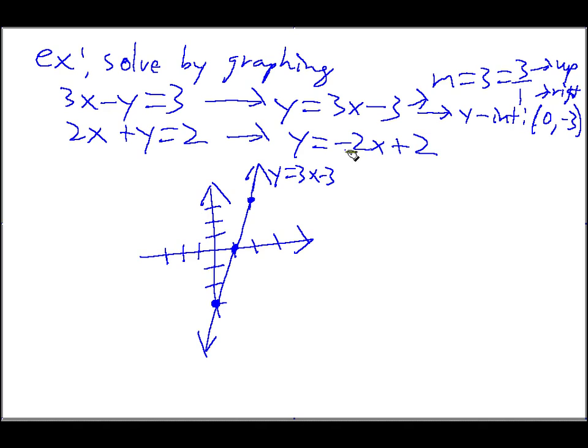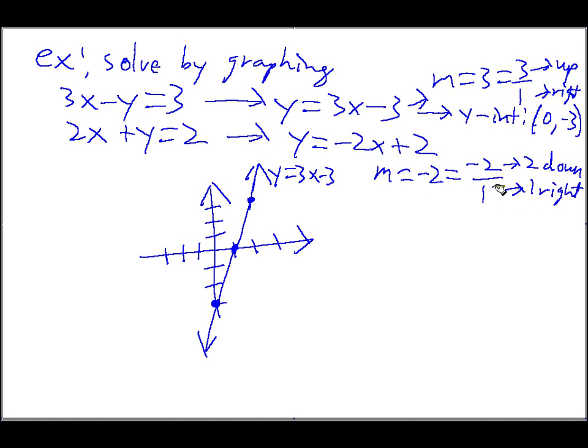Let's graph the second line, negative 2x plus 2. What's the slope there? That's negative 2, which is negative 2 over 1, if you will. All right, I'll treat it as that. Put the negative on top if you don't mind. So that means 2 down, and 1 to the right.